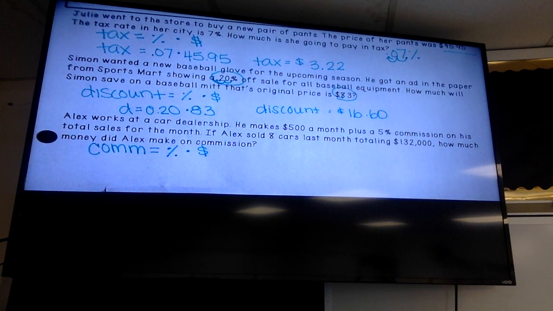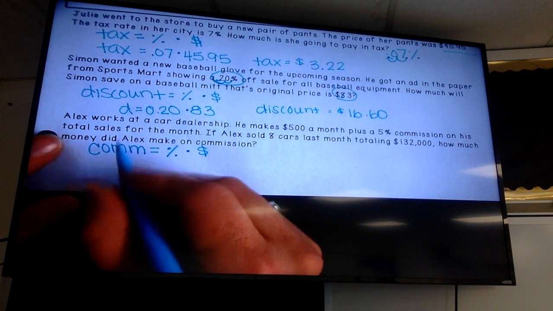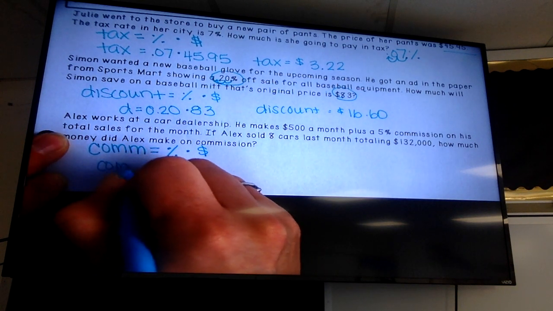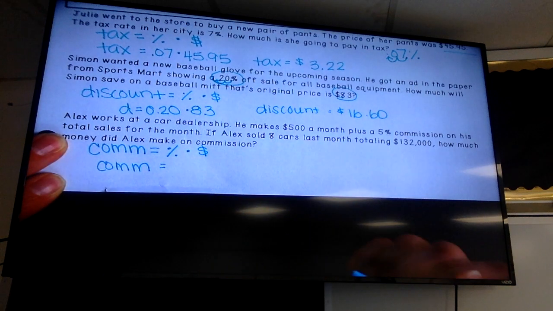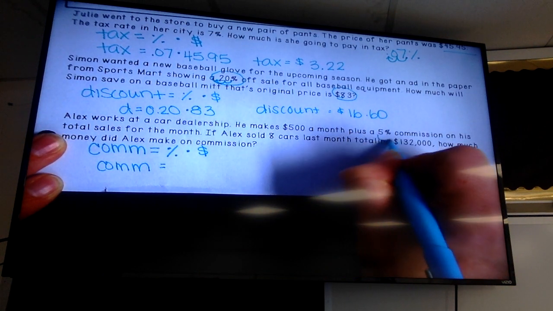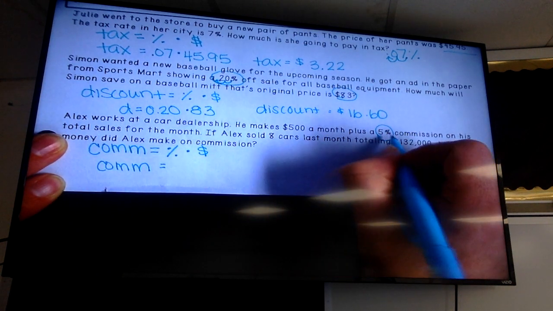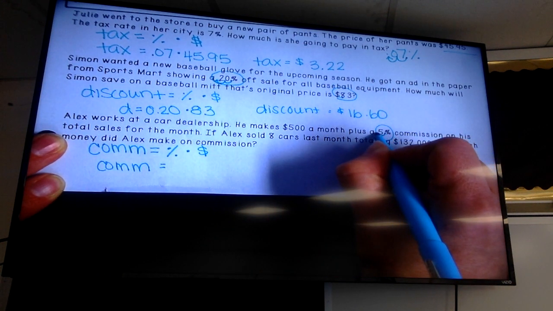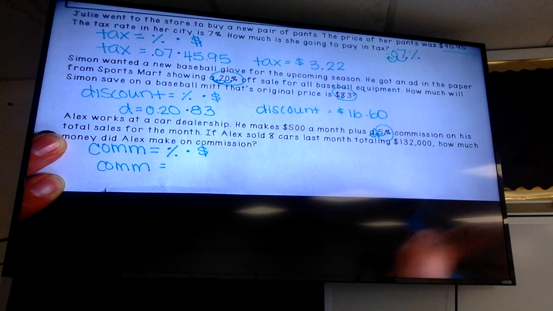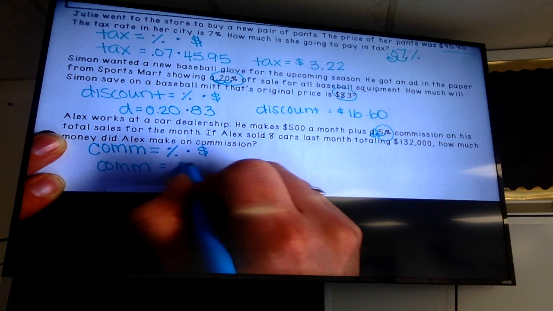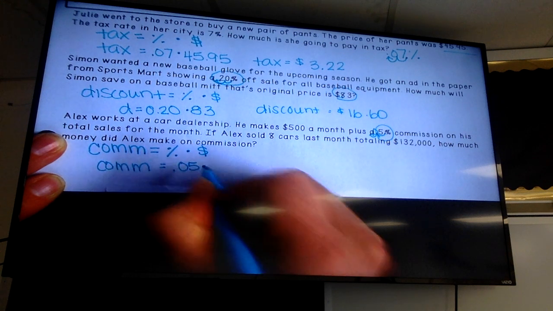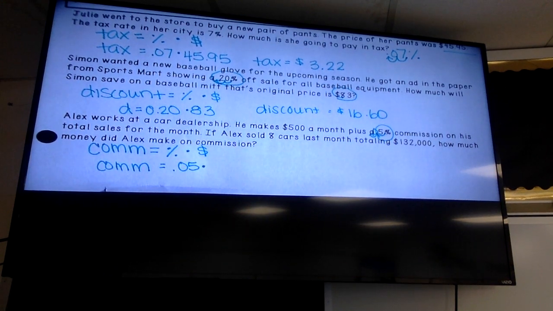Okay, now, we need to be really careful here because there is an extra piece of information that we're not going to use. It's here to trick you. Okay, so commission equals the percent. Well, there's only one place where I see percent here, and it says he makes a 5% commission. So 5%, decimal points here go 1, 2 places to the left, and I need to add a 0. So 0.05 or 5/100 times, and then remember, the money is the amount he sold in cars.